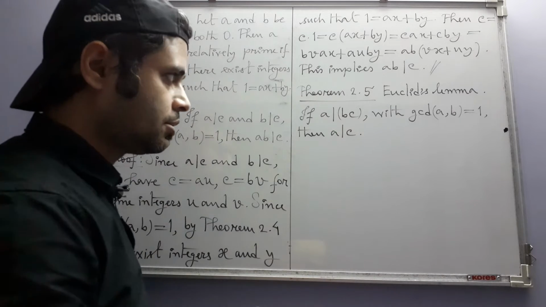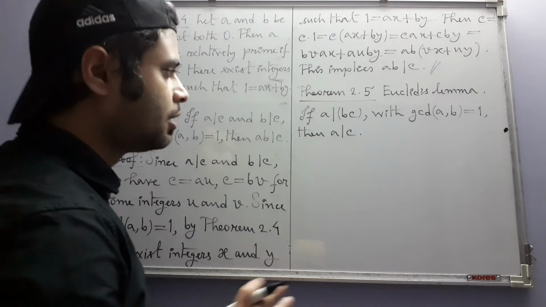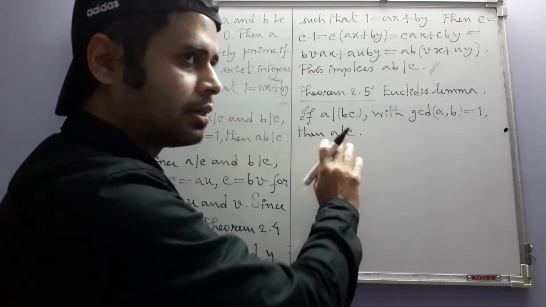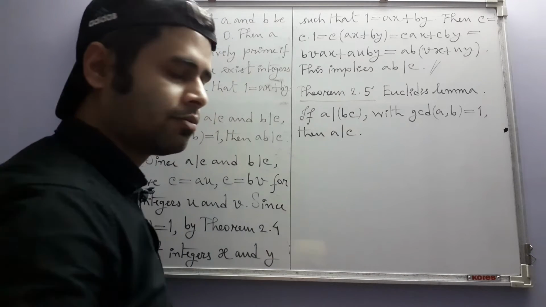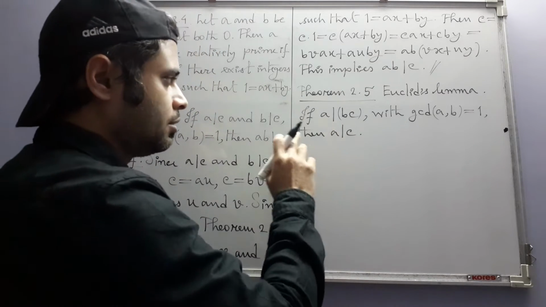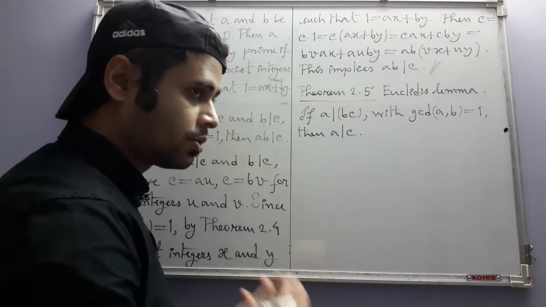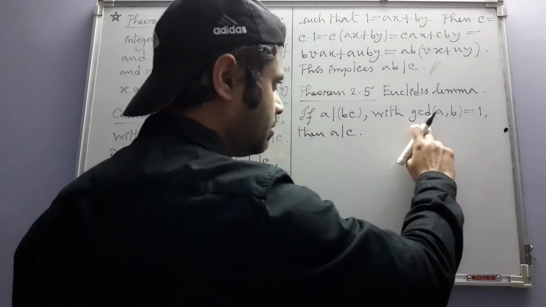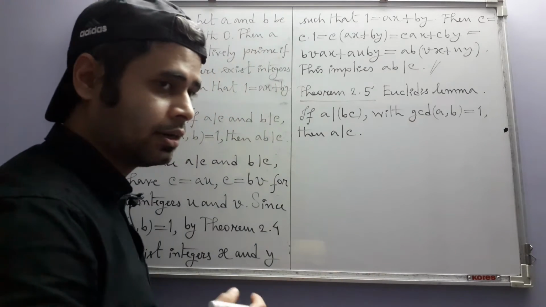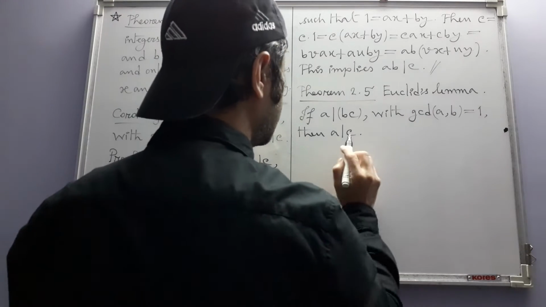Then a has to divide the other integer c, with which it is not relatively prime. I mean, nothing has been said about whether a and c are relatively prime or not. a, b and c are just some integers, and it's given that a divides the product bc and a is relatively prime with b, then a has to divide c. That is Euclid's lemma.